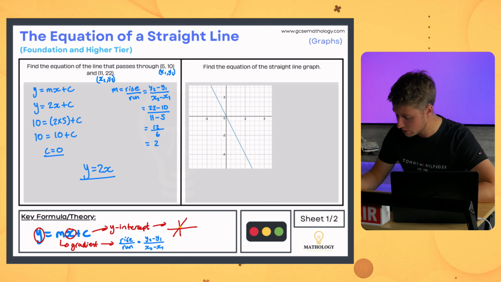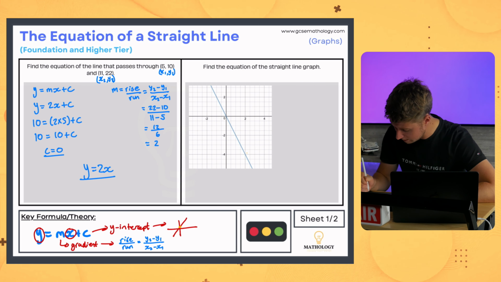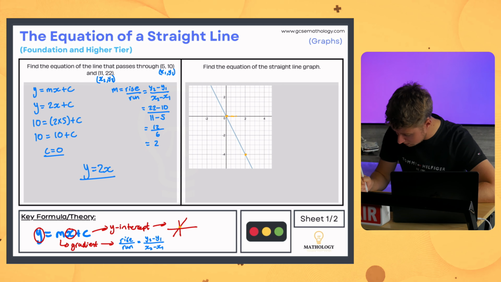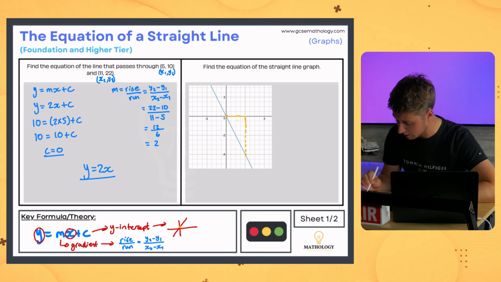Question 2 says find the equation of the straight line graph. When we're given a graph, we need to pick 2 whole points on the graph. Let's say we pick this point here and this point here. Then we look to see what the rise is and what the run is. The rise is how much it's gone up by, and the run is how much it's gone along by. Looking at the vertical rise, we've gone from 0 to -4, so that's gone down by 4. We have also gone along from 0 to 2, so we've gone along by 2.